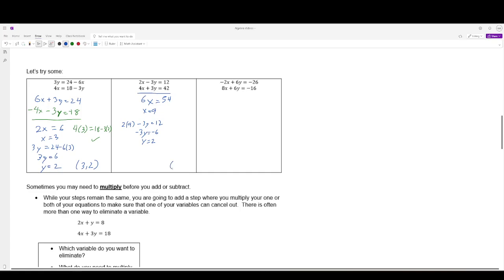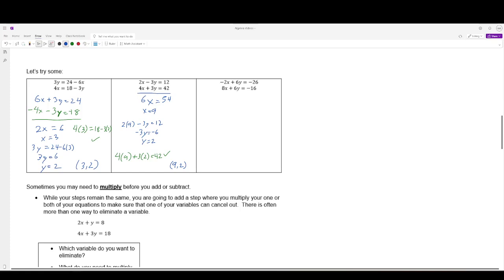I forgot this problem is short. So we have a proposed solution of 9, 2. We're going to plug that solution into the green equation and make sure that it works. So 4 times 9, that's 36, plus 3 times 2, that's 6. 36 plus 6 is 42, and it says equals 42. Check, that's good. Our solution is correct.